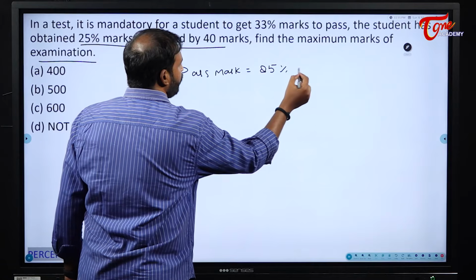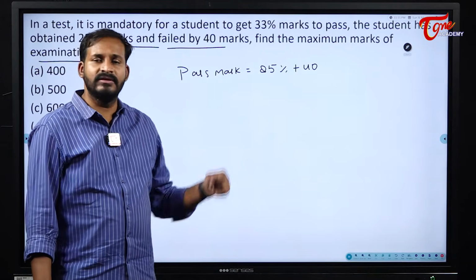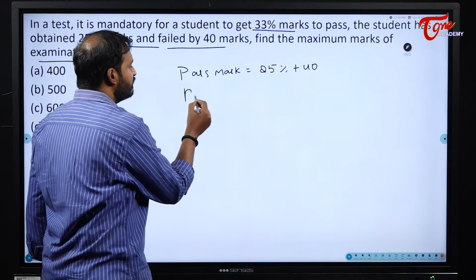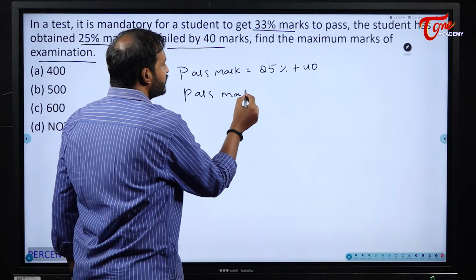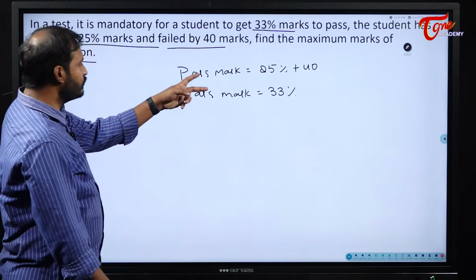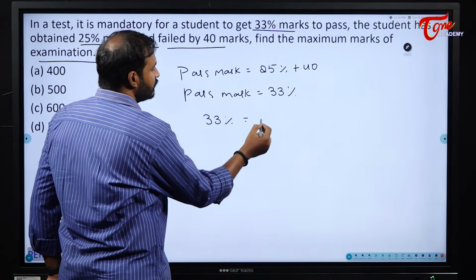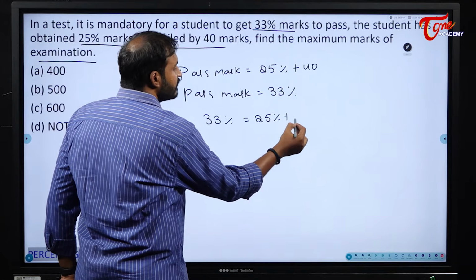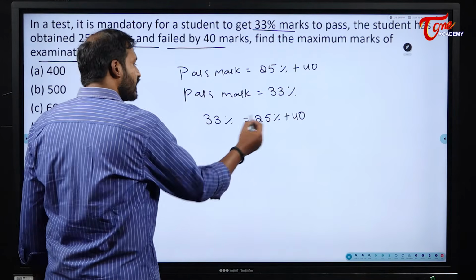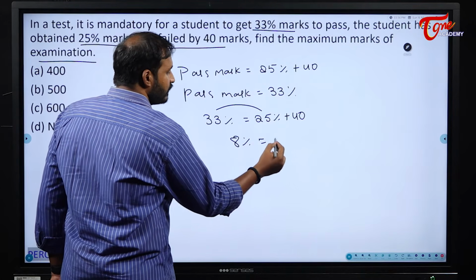25% plus 40 marks, right? If he were able to score 40 more marks, definitely he will pass. And at the same time, in the same question, the pass mark they have given for us is 33%. That means indirectly these two values are equal, right? So 33% is equal to 25% plus 40 marks. So from this, what will I get? The difference between these two is 8%, that is equal to 40 marks.